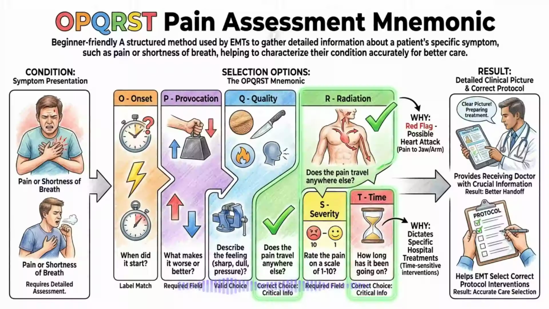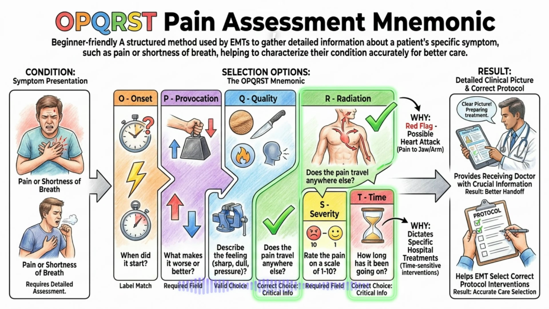When assessing a specific symptom, particularly pain or shortness of breath, you will use the OPQRST mnemonic to dig deeper. This stands for onset, provocation, quality, radiation, severity, and time, helping you characterize exactly what the patient is feeling.